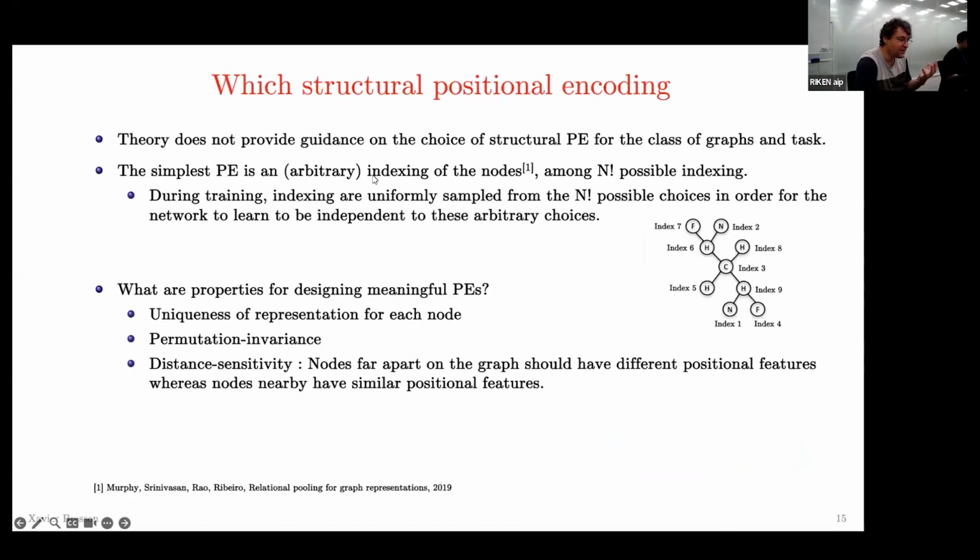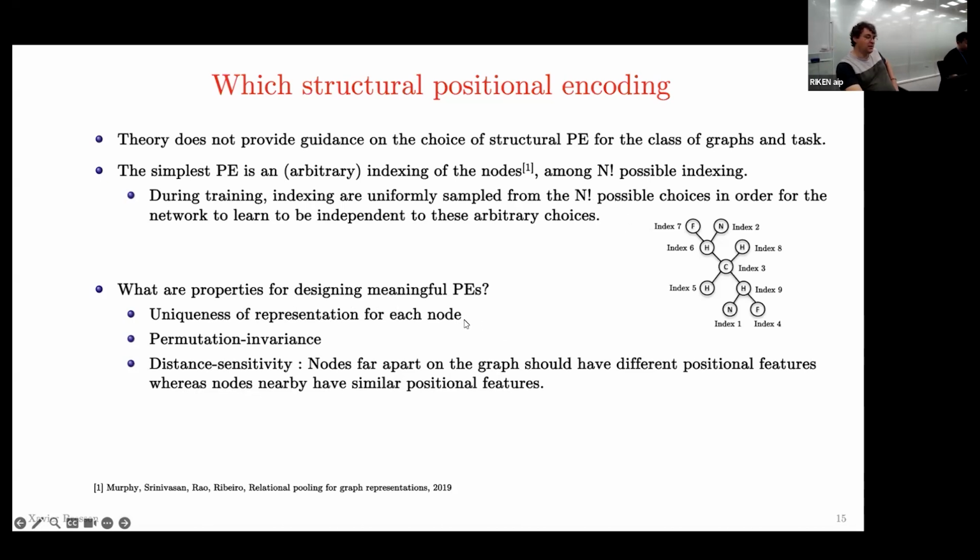The problem with that is that theory says it's good to have a positional encoding, but which one? At the beginning, they tried something simple again. Each atom has an index. If you have n atoms, you have n factorial possible indexings, okay? If you want to generalize, you need your system to look at the n factorial indexings to be able to generalize. So this is not possible, right? You're going to have a combinatorial explosion.